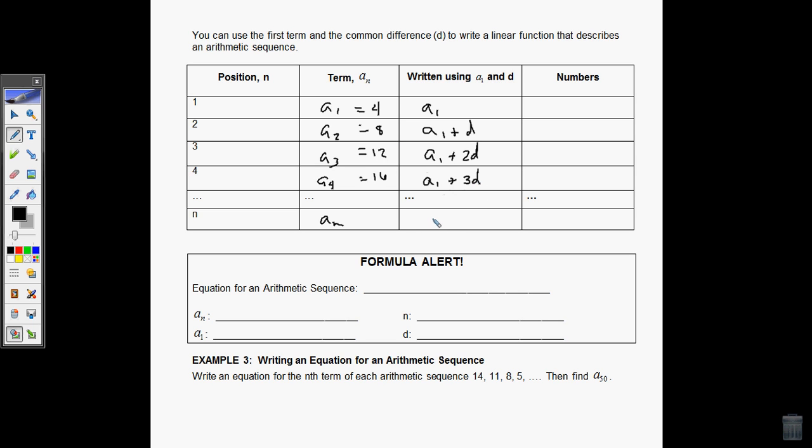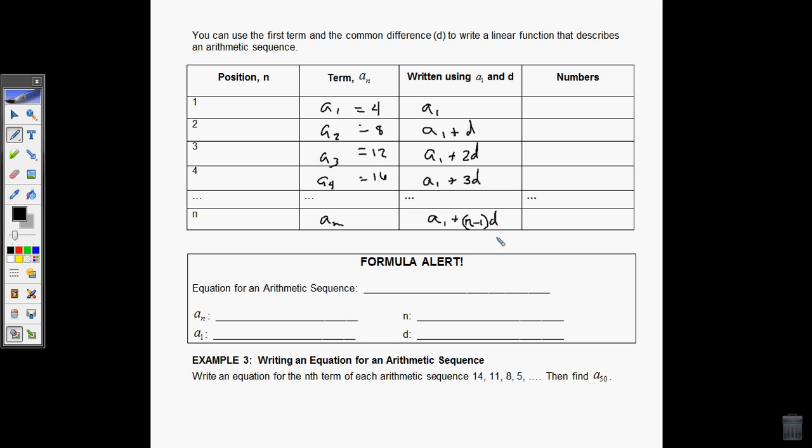Perfect. So now let's see if I can create a general rule. A sub 1 plus how many d's have I added every single time? Well, in the second term I added 1d. For the third term I added 2 d's. For the fourth term I added 3 d's. So it looks like I always added 1 less than the term. So what I'm going to add here is 1 less than the term times d.